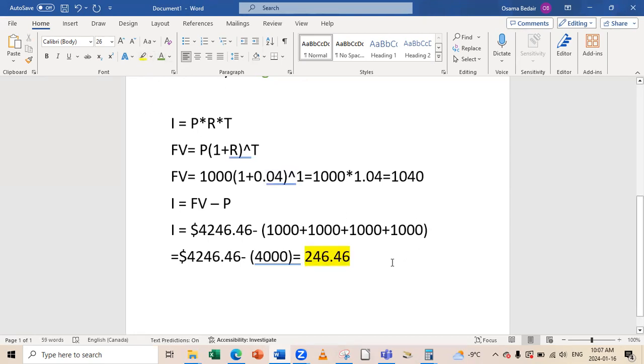That is how to do this example. It shows you the meaning of annuity and how to deal with the annuity. That is for the moment. We'll go to the next part.